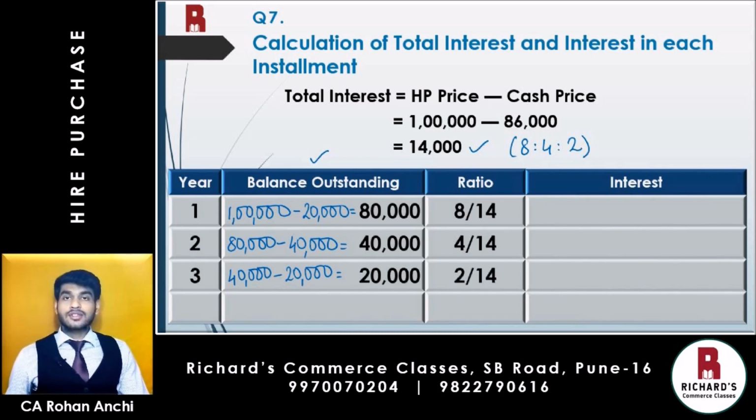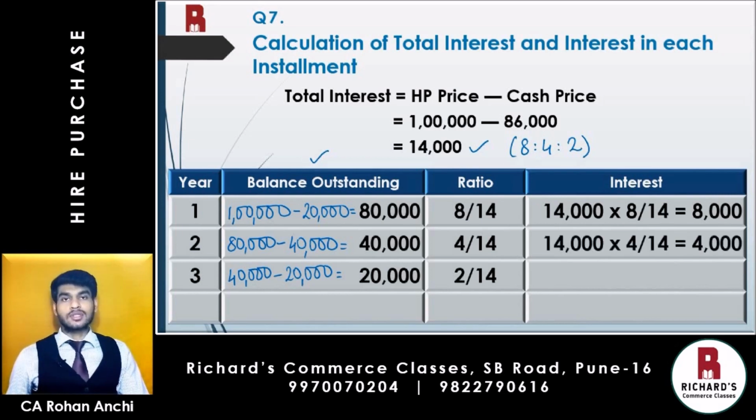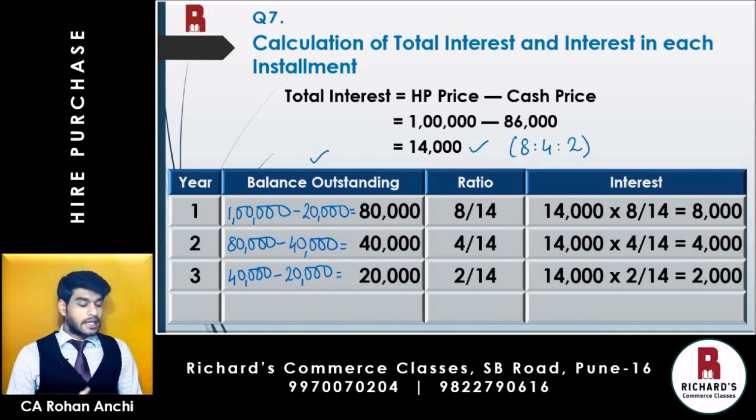So taking the total interest of 14,000 for year number 1, it will be 14,000 into 8 by 14, and that comes to 8,000 rupees. For year 2, 14,000 into 4 by 14, that is 4,000 rupees. And finally 14,000 into 2 by 14, we have 2,000 rupees interest. So even though rate of interest was missing, we could calculate interest included in each installment by the principle that total interest should be divided in the ratio of balance outstanding in each year.